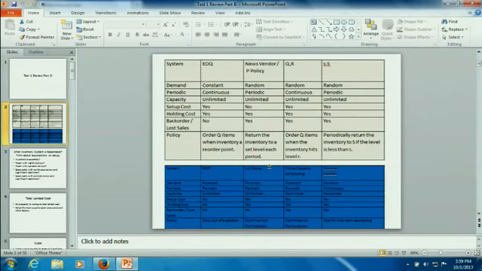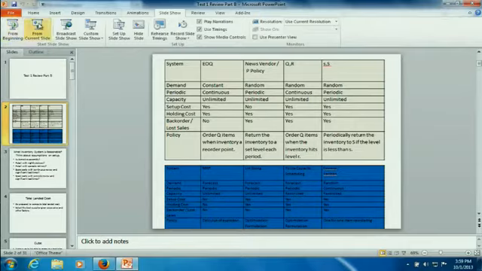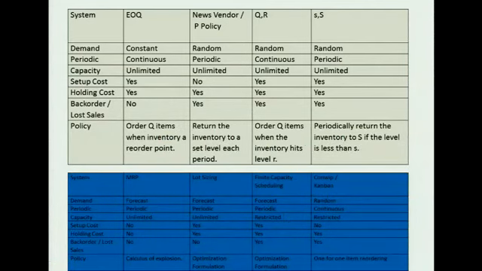I'll put this slide up one last time, because it's important. Make sure to know the assumptions and when to use a particular policy based on the assumptions, right? And for the first test, we've only covered the stuff in gray. The other stuff is the second test.